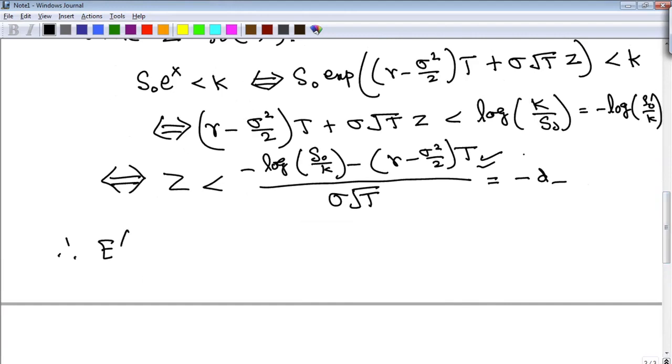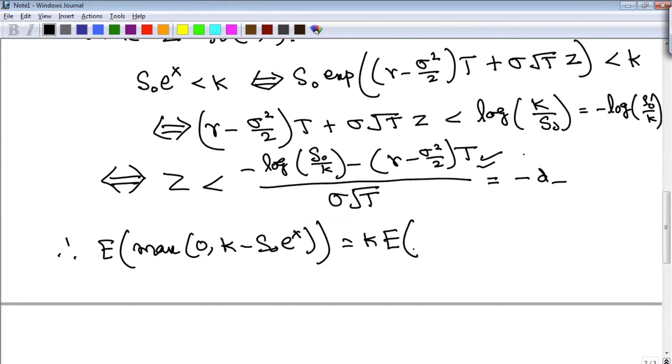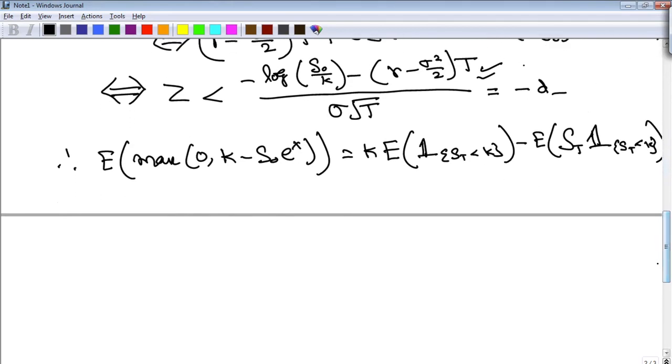Therefore, the expectation of maximum of 0 comma K minus S naught e power x can be written as K times E of the indicator of S_T less than K, minus E of S_T times the indicator of S_T less than K. This you can write directly, and you can now replace S_T less than K by Z less than minus D. Okay, so that we will do when we are computing these two terms.